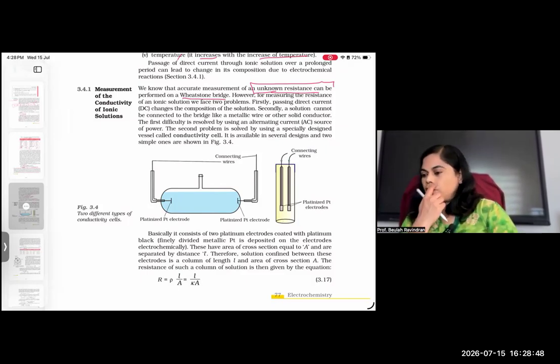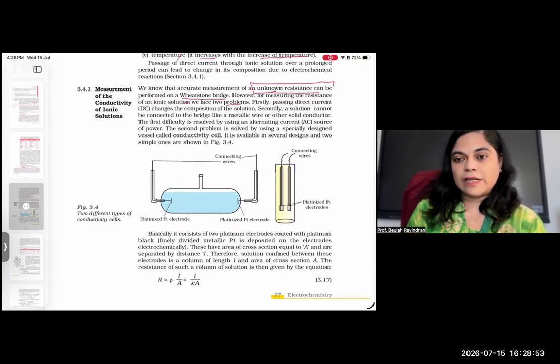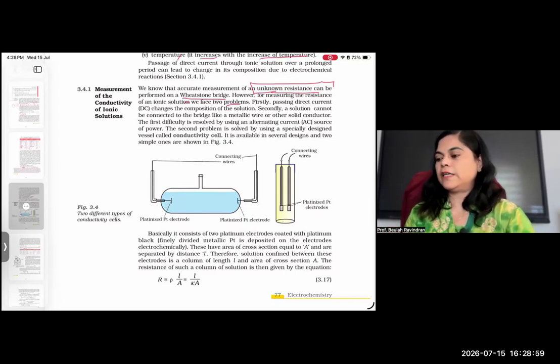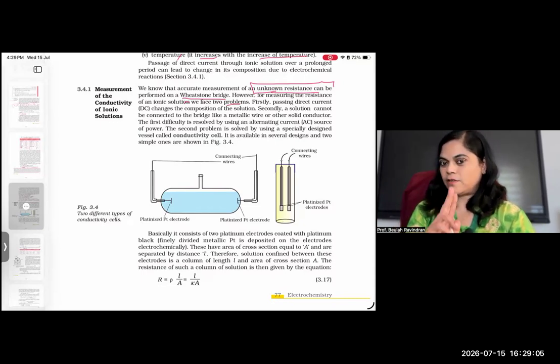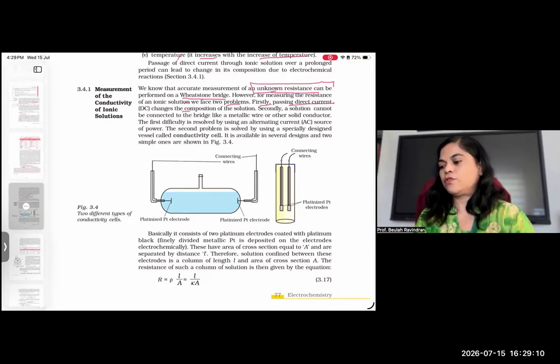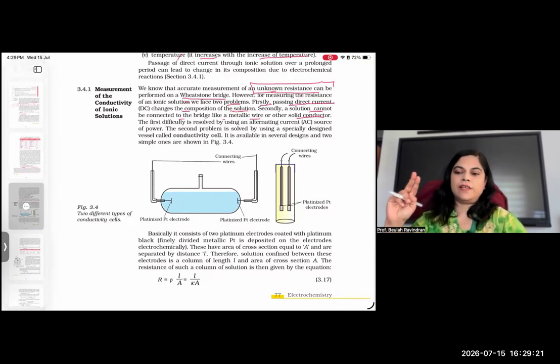However, for measuring the resistance of an ionic solution, we face two problems. In electronic conductance, we can use the Wheatstone bridge to measure the unknown resistance. Here, for measuring the resistance of an ionic solution, we face two problems. Firstly, passing direct current changes the composition of the solution. Secondly, a solution cannot be connected to the bridge like a metallic wire or other solid conductor. These two difficulties are there.